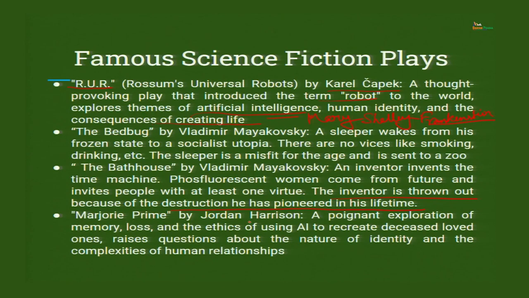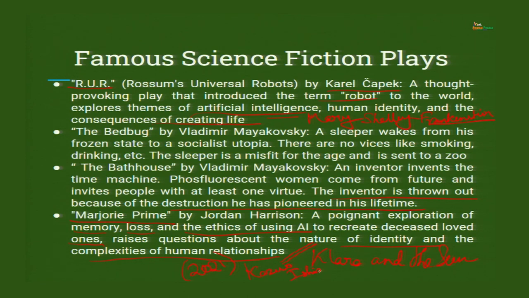Marjorie Prime by Jordan Harrison. It is again one of the most famous plays of science fiction, a poignant exploration of memory, loss, and the ethics of using AI to recreate deceased loved ones. It raises questions about the nature of identity and the complexities of human relationship. Marjorie Prime is actually one of the influential works which went on to become Clara and the Sun. This is a novel which is very recently published, that is 2021, written by Kazuo Ishiguro.